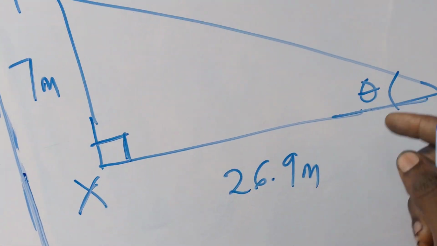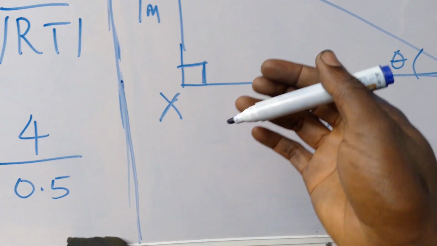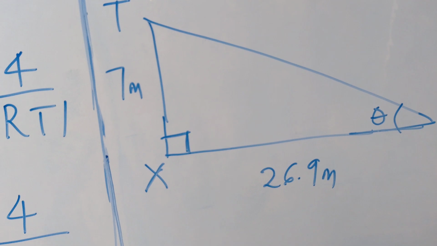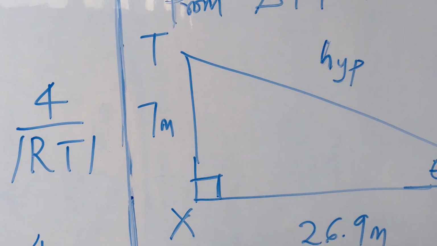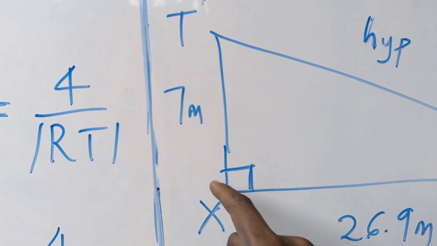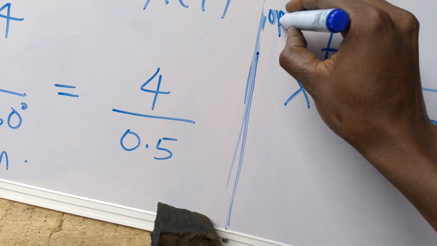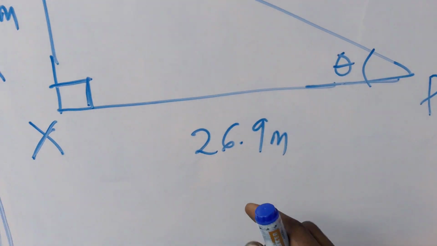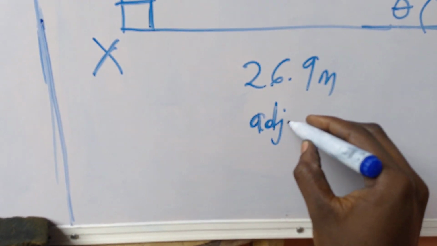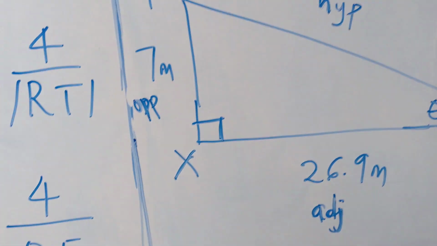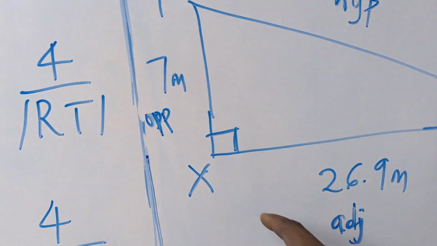Now what we're asked to look for is this angle. The side facing the angle of inclination is my opposite side, and the side facing the right angle is my hypotenuse. The remaining side becomes my adjacent. So I will take the tangent of this angle, since I'm given opposite and adjacent.